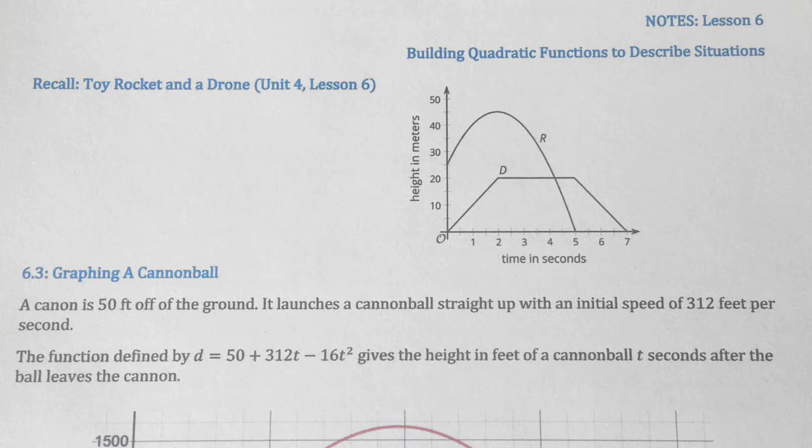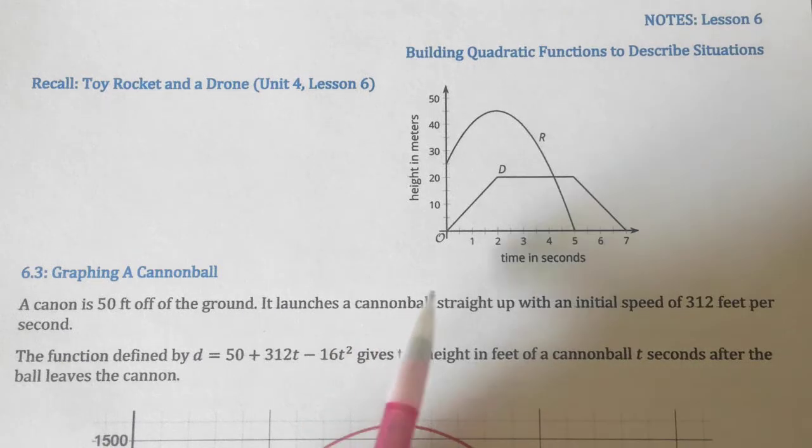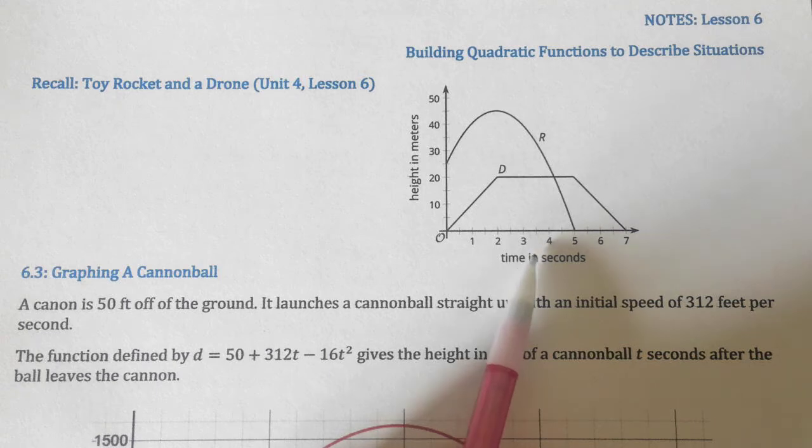We are going to be looking at objects being launched in the air. We are also going to be looking at quadratic functions and their graphs, and at vocabulary words such as vertex and the zeros of a function based on a situation. So let's take a look at this picture I pulled out of Unit 4, Lesson 6.